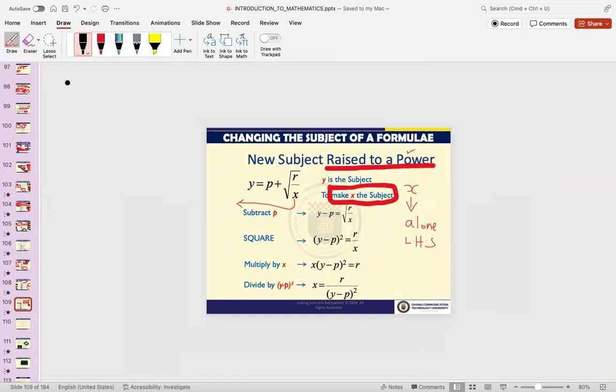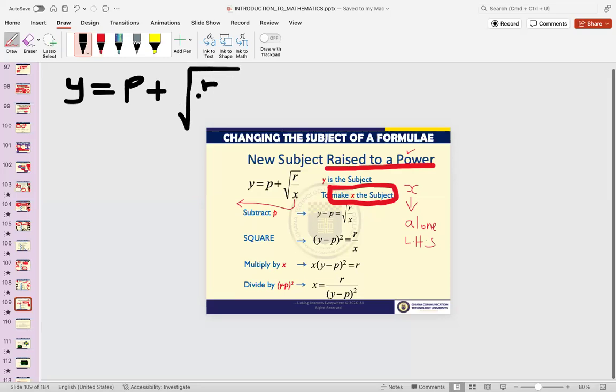The question says y equals p plus the square root sign, r divided by x this way. And our target is to get the x out of the way. So this is what we do.